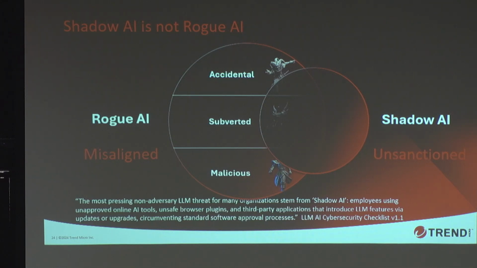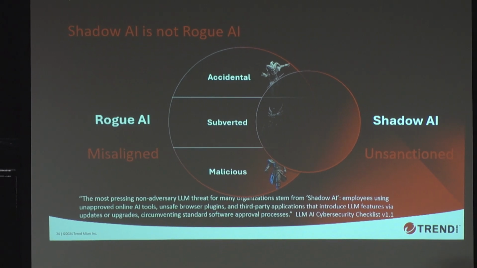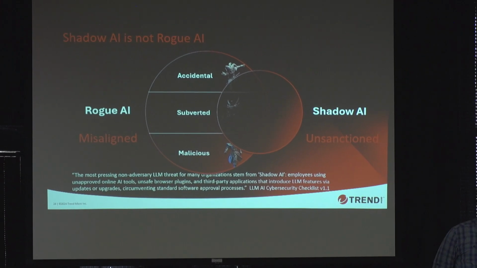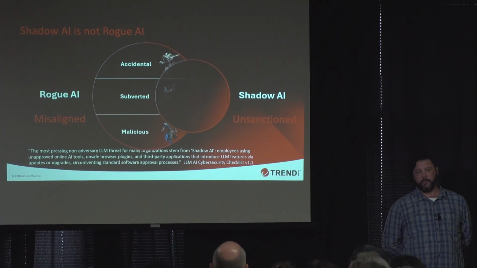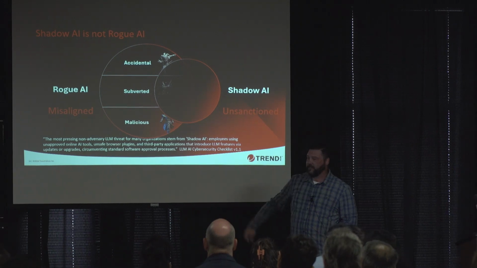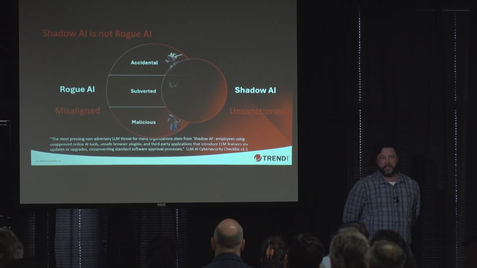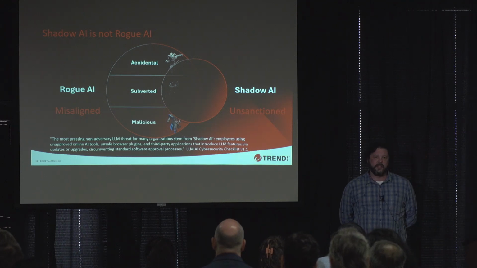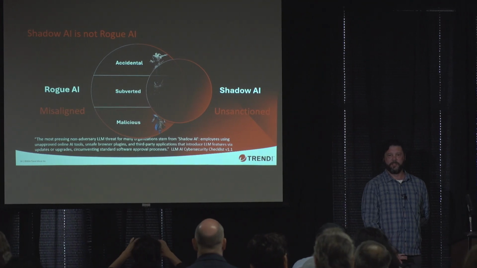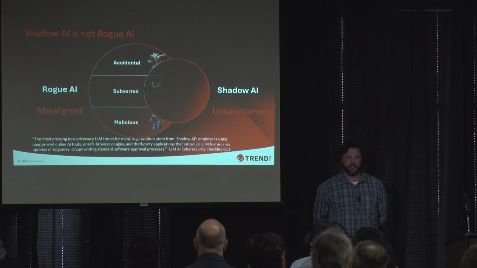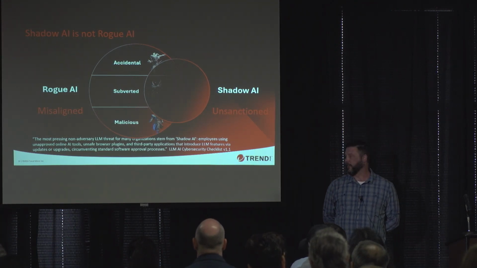Finally, in the OWASP LLM AI cybersecurity checklist, it said the most pressing non-adversary LLM threat for many organizations stem from shadow AI. Employees using unapproved online AI tools, unsafe browser plugins, and third-party applications that introduce LLM features via updates or upgrades, circumventing standard software approval process. Okay? Shadow AI is not rogue AI, but it's easier for rogues to thrive in shadows. And really, shadow IT, shadow AI, it's unsanctioned. You already failed the governance part, right? You're already in the base of your foundation for your security architecture, you're already doing things that are ungoverned.